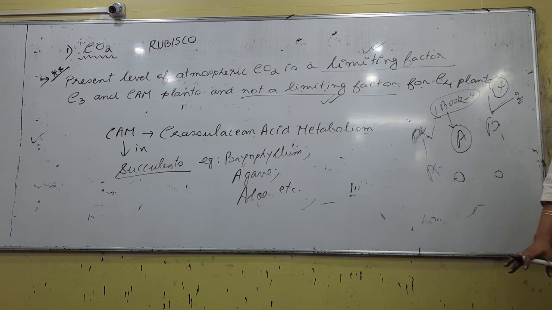But okay, this statement would also not be correct, because in CAM plants, photosynthesis occurs in one cell itself, but they have two sources. The best way to understand is carbon dioxide is taken in from one source or two sources. If it is one source, limiting factor. For which plants? C3 plants. And if you are talking about not a limiting factor, in case of C4 plants.